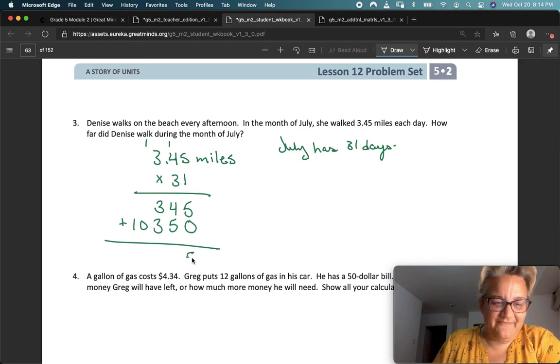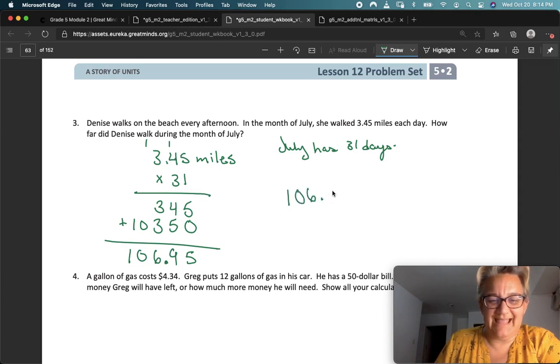And then I add 5, 9, 6, 0, 1, and I'm going to put my decimals back in. I had 2, moved it over 2, so I'm going to move back 2. And she walked 106.95 miles in July.